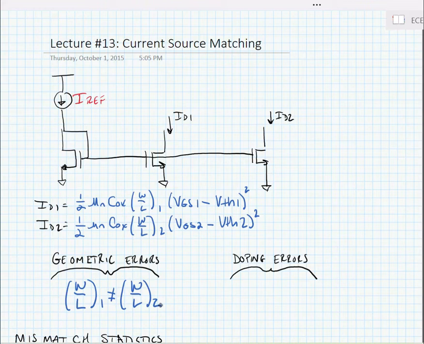We also have doping errors where the transistors aren't necessarily doped exactly the same, and this can result in the threshold voltages of the two transistors not being exactly equal to one another. We can say VTH1 is not necessarily equal to VTH2 due to those doping errors.